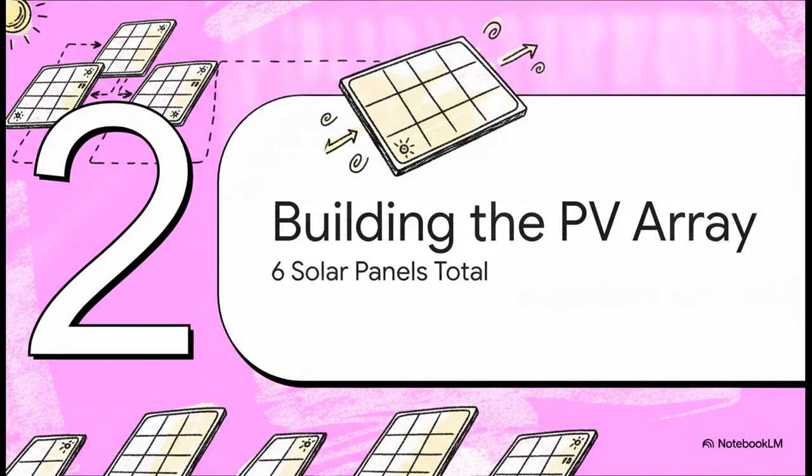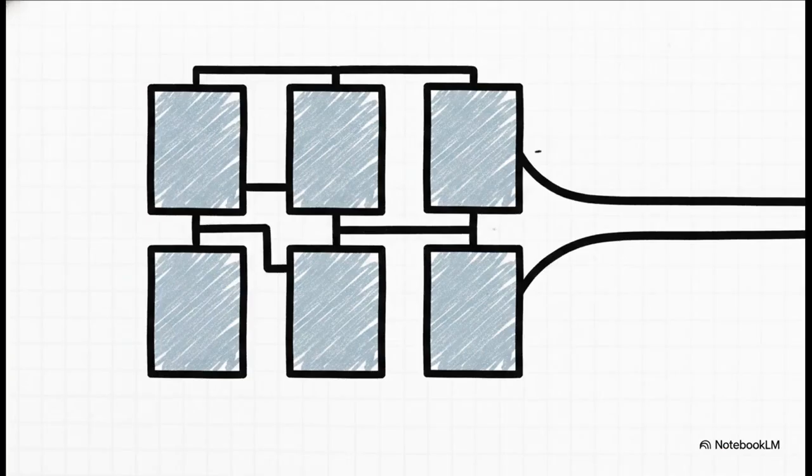Moving on to section 2, building the PV array. For this simulation, we're using a total of 6 solar panels, but we can't just wire them up randomly. We're using a very specific parallel series topology here. We take 2 panels and wire them in series. This stacks their voltage so we get a much higher electrical push. Then we take 3 of these 2-panel strings and connect them in parallel. Why? Well, because parallel connections combine the current capacity. This exact 2x3 configuration gives us an overall target output of around 130 volts of direct current to act as our baseline input.